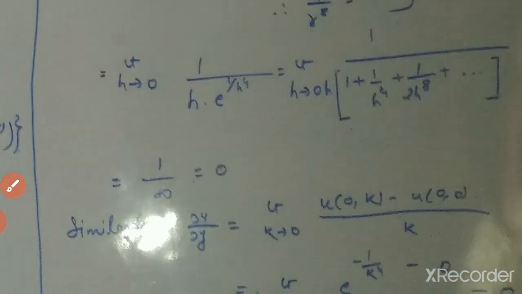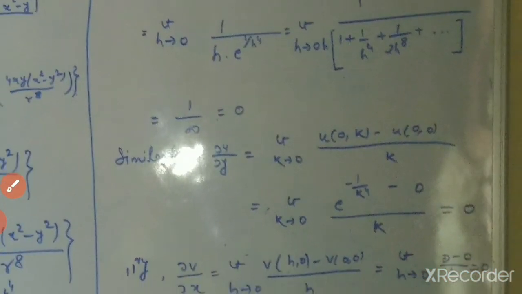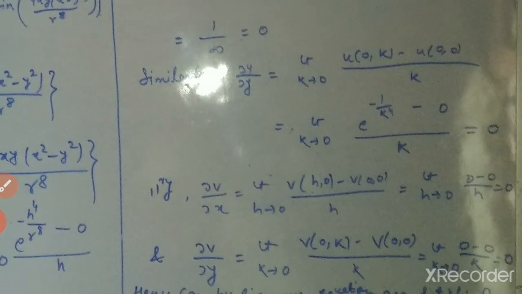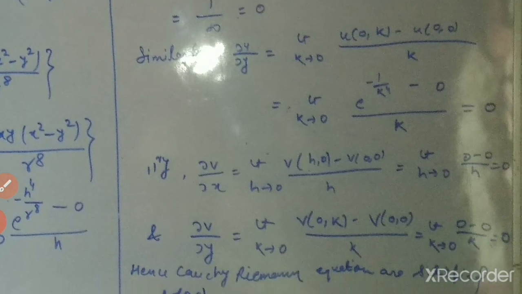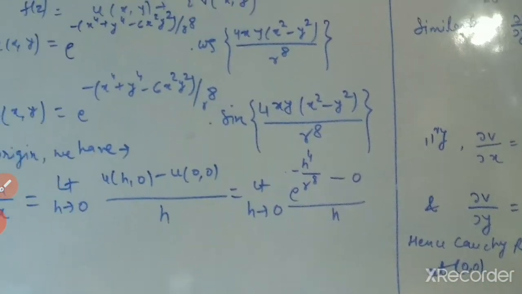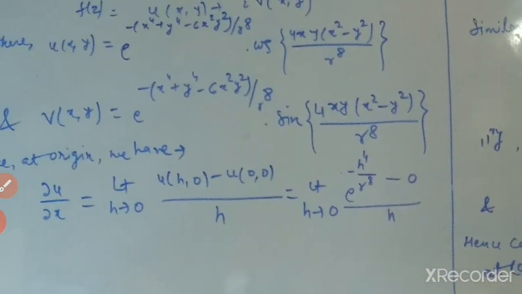In the same way, we can find del u by del y. So del u by del y we can write like limit k tends to 0 of u(0,k) minus u(0,0) divided by k. And this is equal to limit k tends to 0 of e to the power minus 1 by k⁴ minus 0 divided by k, which equals 0. Why 1 by k⁴? Because here we have the value of sine of this function. This one is v.